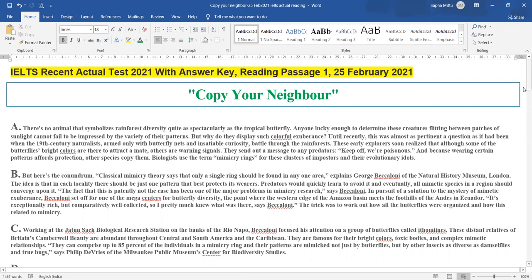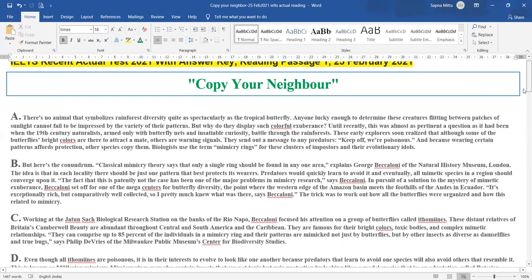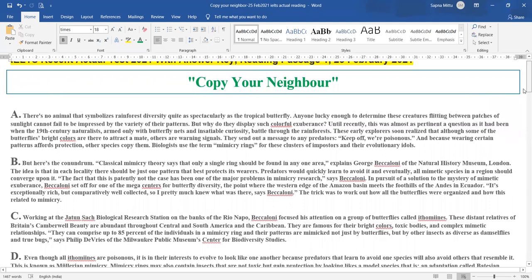So let's see. There is no animal that symbolizes reinforced diversity. So first of all, your task is to mark the keywords. Suppose I will just mark the keywords here: spectacularly, then tropical butterfly, anyone lucky enough to determine. So these kinds of words, and it's not necessary that you mark the same words I am marking, you will do the same thing. Don't go for the meaning of it. Just go with the context, whether you understand it or not.